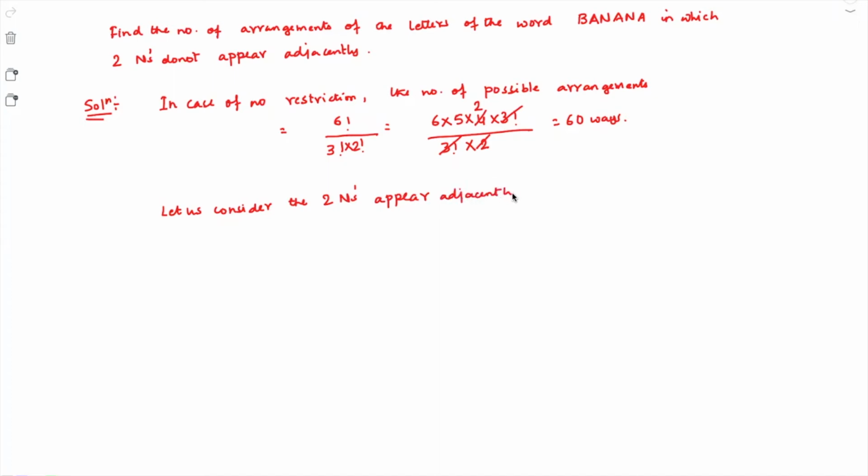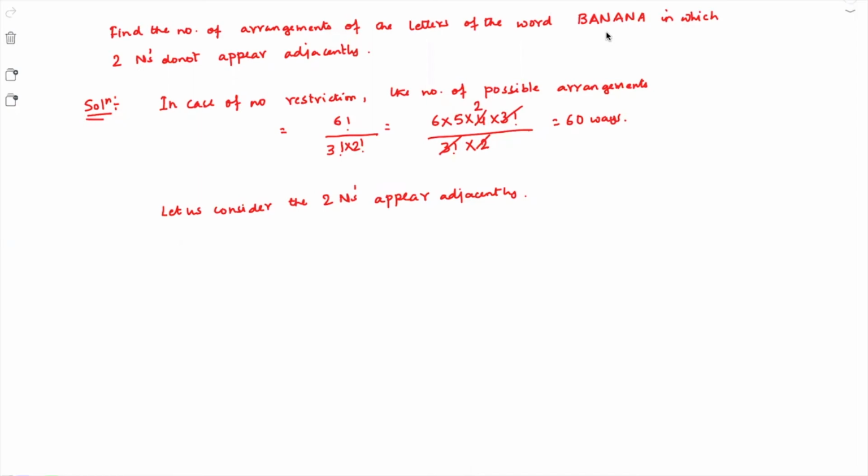What I am doing is, I am considering that the 2 ends will be together and they will be adjacent to one another. When such a thing happens, in case of 2, 3, 4, doesn't matter how many units you take. Here, since there are 2 ends, we are considering 2 ends. If there would have been 3 ends, we could have considered 3 ends as well. Then all those will be taken as 1 unit.